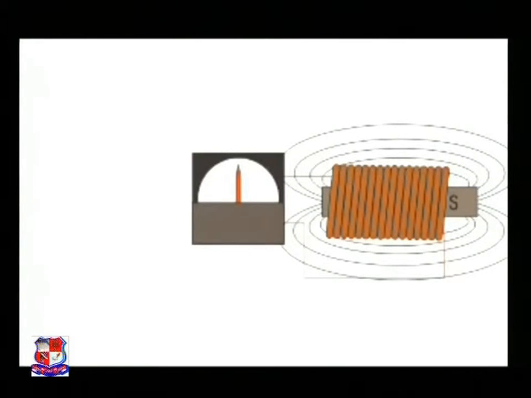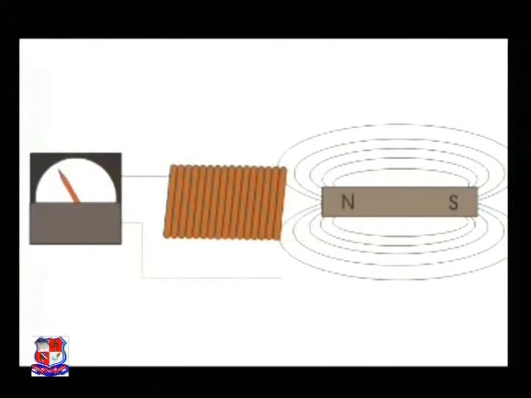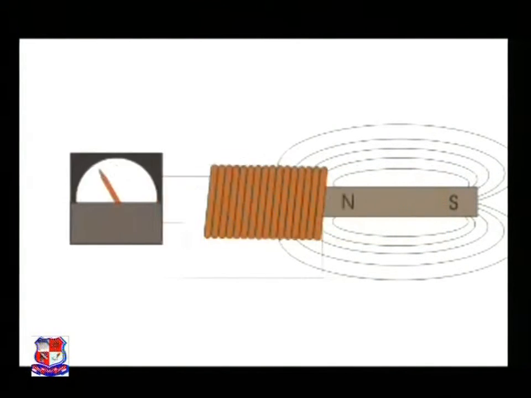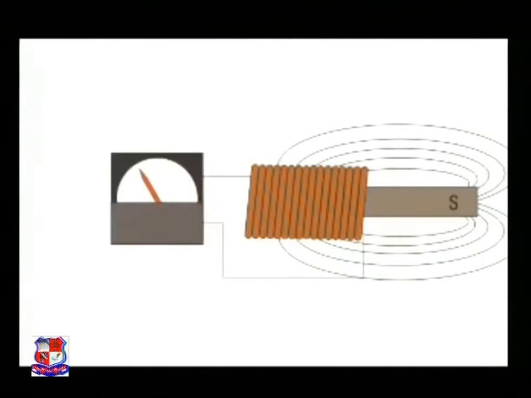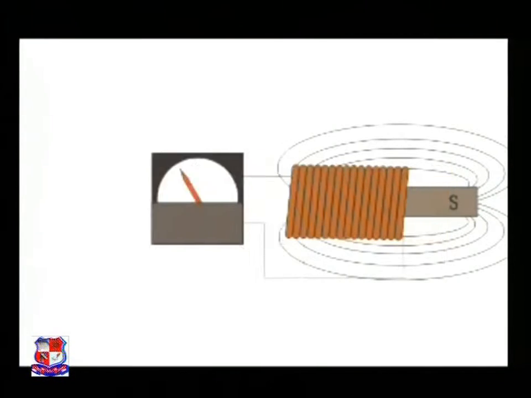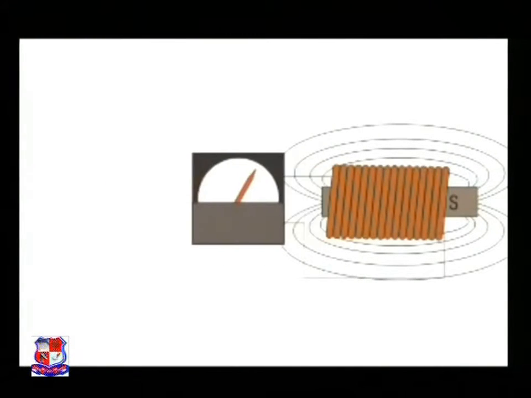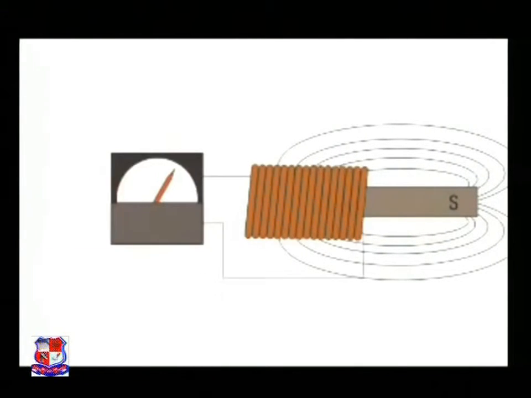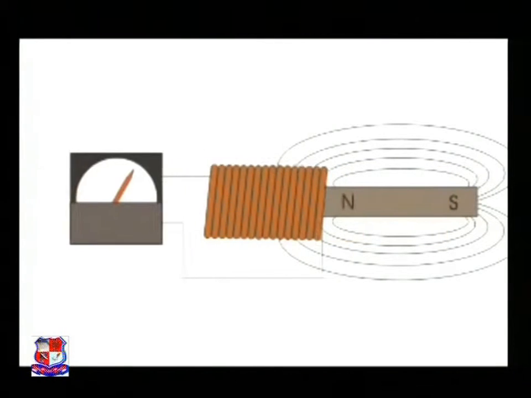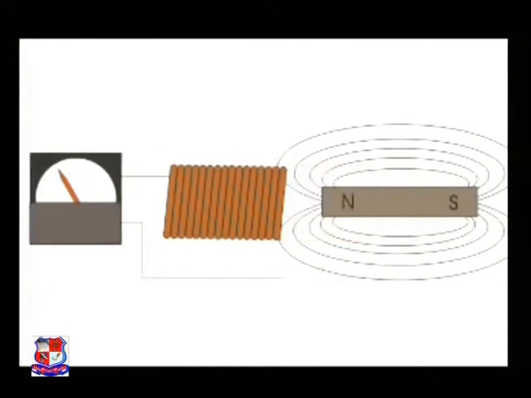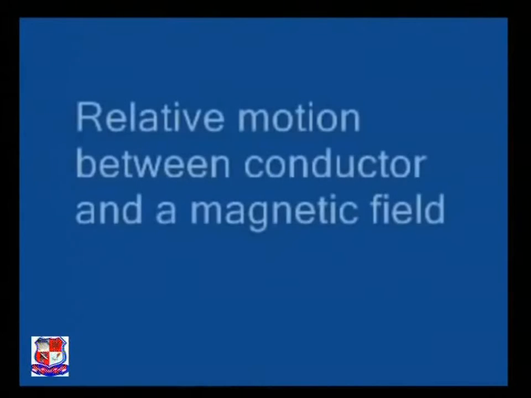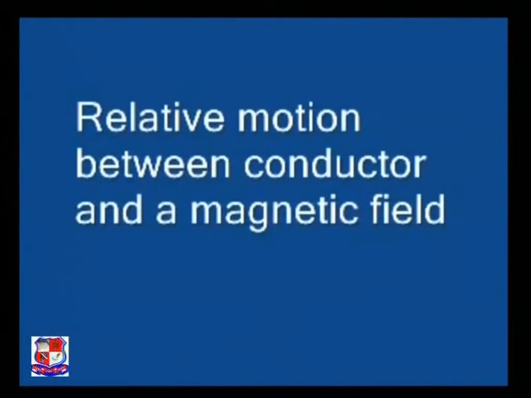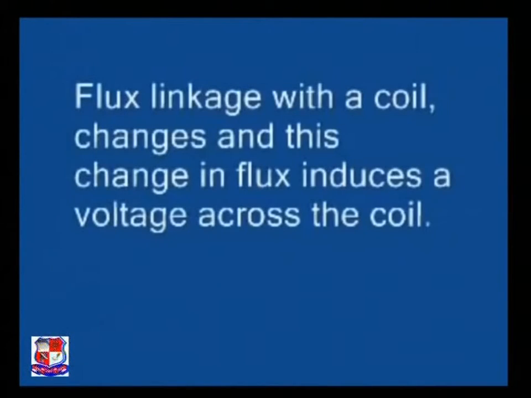He also found that if these movements are made faster, the deflection of the needle of the galvanometer is also more. That indicates the faster the change in the magnetic field, the greater will be the induced EMF or voltage in the coil. From this experiment, Faraday concluded that whenever there is relative motion between a conductor and a magnetic field, the flux linkage with a coil changes, and this change in flux induces a voltage across the coil.